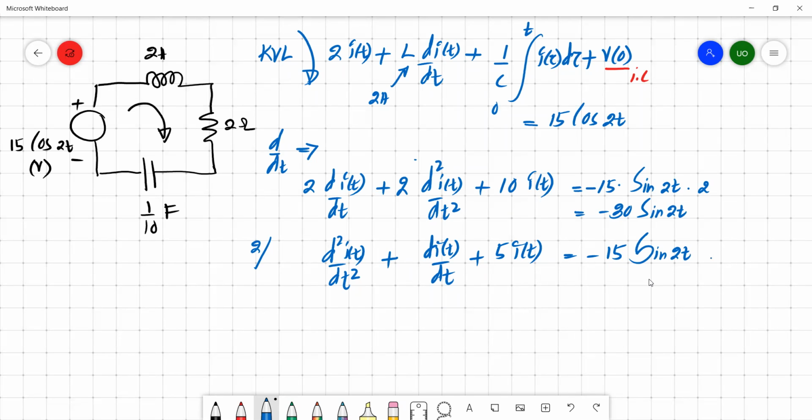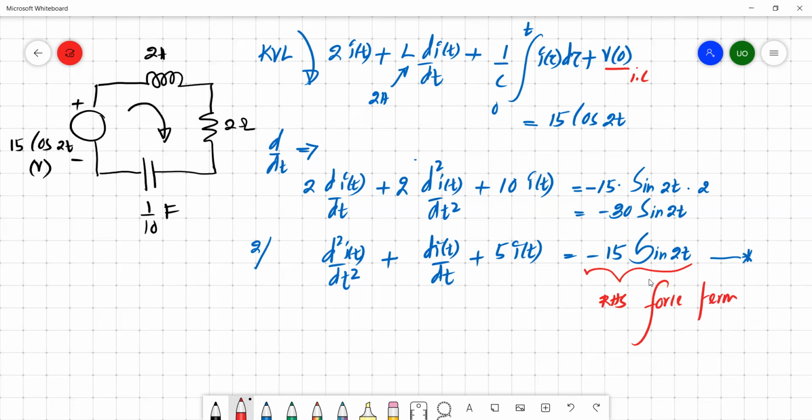So now this is the differential equation. Unfortunately, it's a second order differential equation, and the right hand side, this force term, is a sinusoidal function.